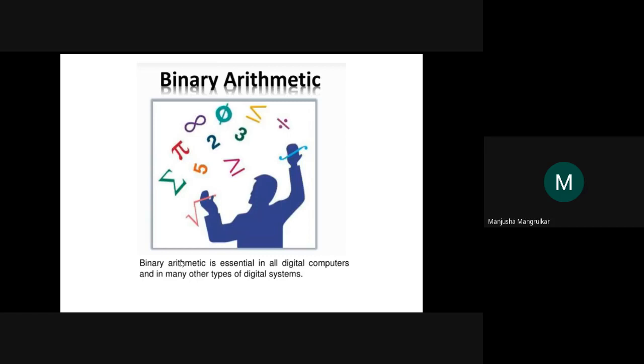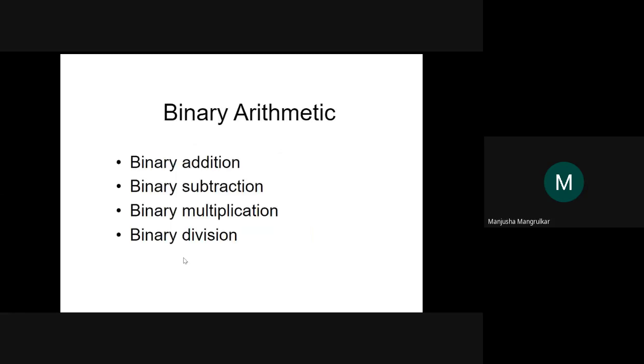Now we'll see binary arithmetic. Arithmetic means we can do all kinds of arithmetic operations with binary numbers: addition, subtraction, multiplication, and division. The bit rules are the same, with some differences that we are going to see in this lecture. So binary addition, binary subtraction, binary multiplication, and binary division.